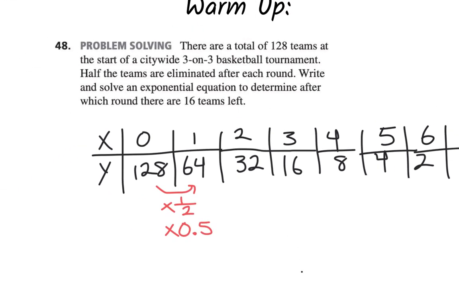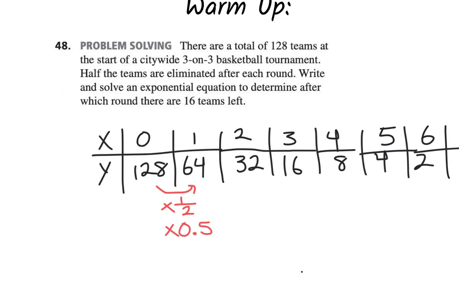Okay, so we've created our table. It's easier to see our information, and it wants us to write and solve an exponential equation to determine after which round there are 16 teams left. Well, we see there are 16 teams left after the third round, so we can answer that question using the table. Another reason the tables are nice.